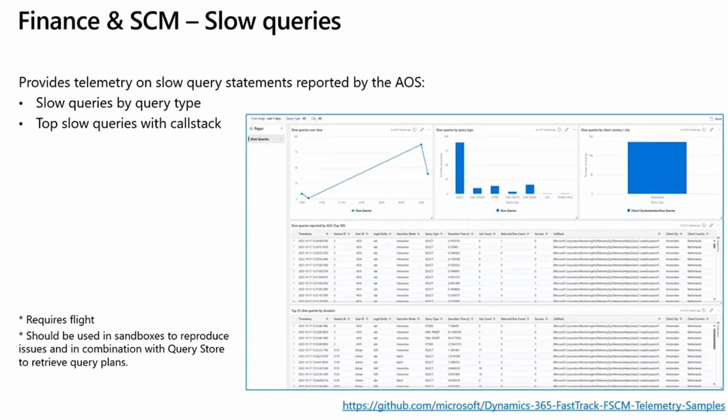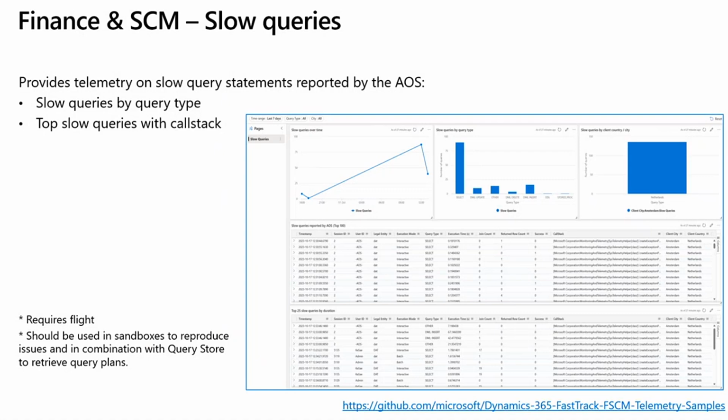A third type is also a much requested one that we wanted to add here. We have an availability for you to configure slow queries reported by the AOS. So this is not directly coming from SQL, but by the AOS kernel, right? That enables you to identify which slow queries have been executed, and also to get the call stack with that. That's one of the advantages on top of otherwise using the query store.